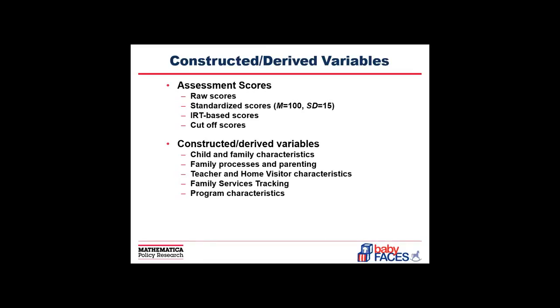Family services tracking variables include constructs created from the family services tracking data. This includes, but is not limited to, center days attended, home visits completed, the number of family services tracking reports completed, and whether or not a child's care type or provider has changed. Finally, the program characteristics include information on program approach, staff turnover, center schedules, number of children enrolled, and implementation scores.